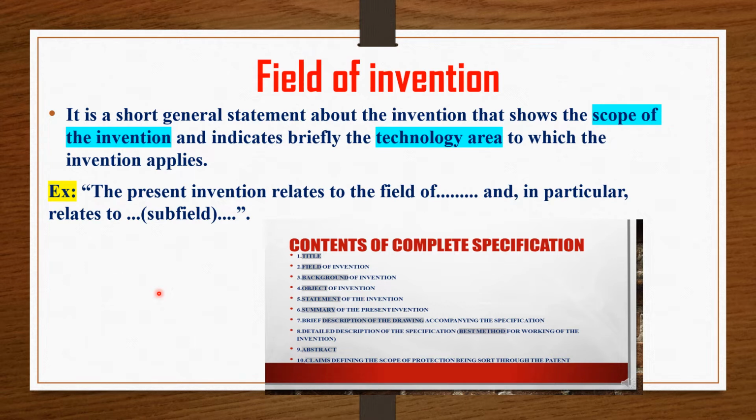For example, it should be written in this way. Just take a look. Example: the present invention relates to the field of dot dot dot, and in particular relates to subfield dot dot dot. That means there should be a field and there should be a subfield. The field should be more general, and general means broad, and the subfield must be narrow and more specific. I hope it is pretty much clear now. Let us proceed.